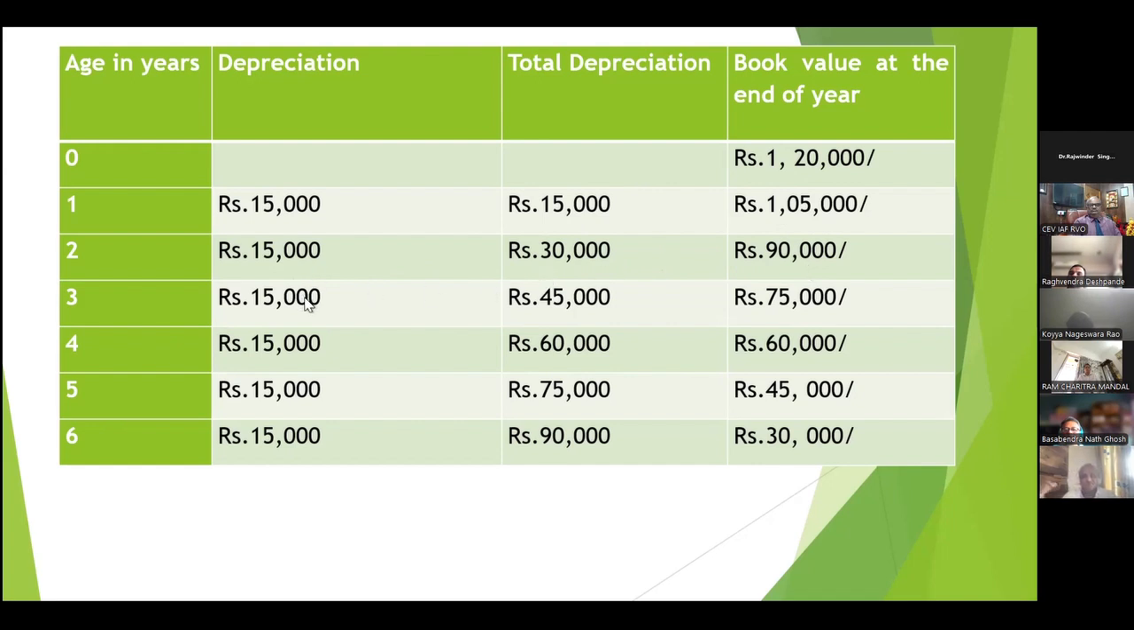Again, at the end of third year, depreciation will be 15,000. Total depreciation 45,000. And book value is 1,20,000 minus 45,000, 75,000. So if you go on doing so, the value at the end of 6 years is 30,000, which is the salvage value. Now see, depreciation amount remains the same.